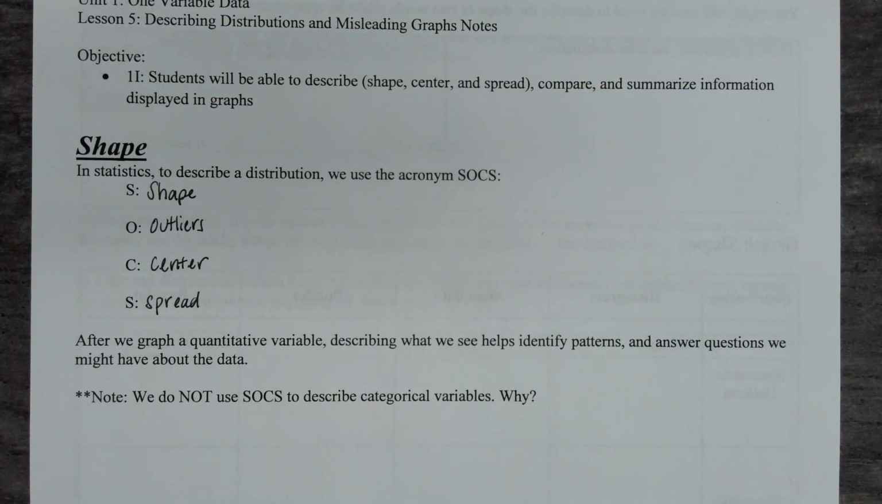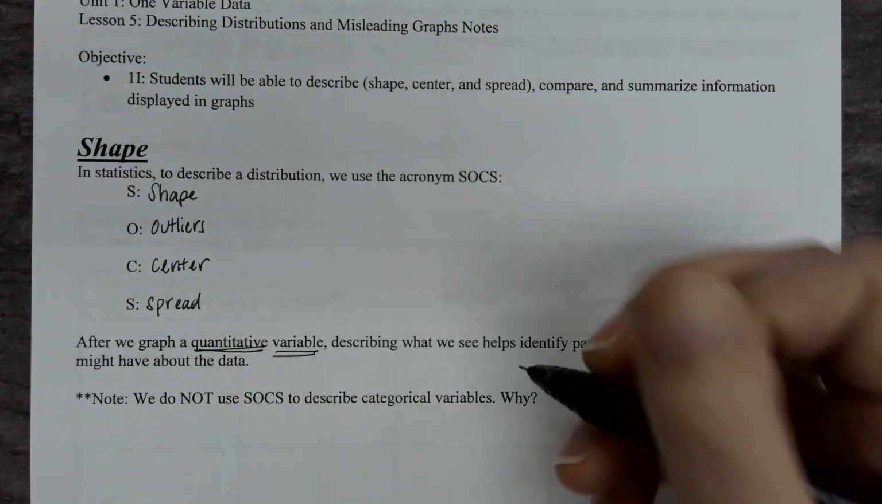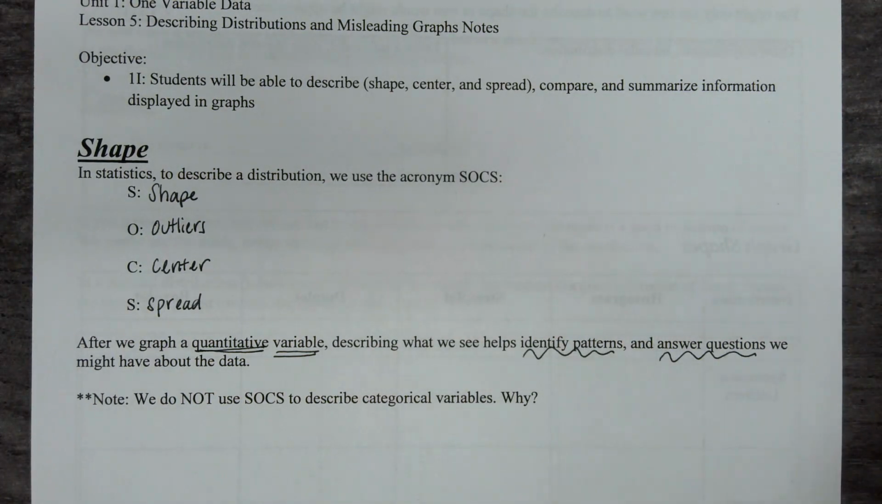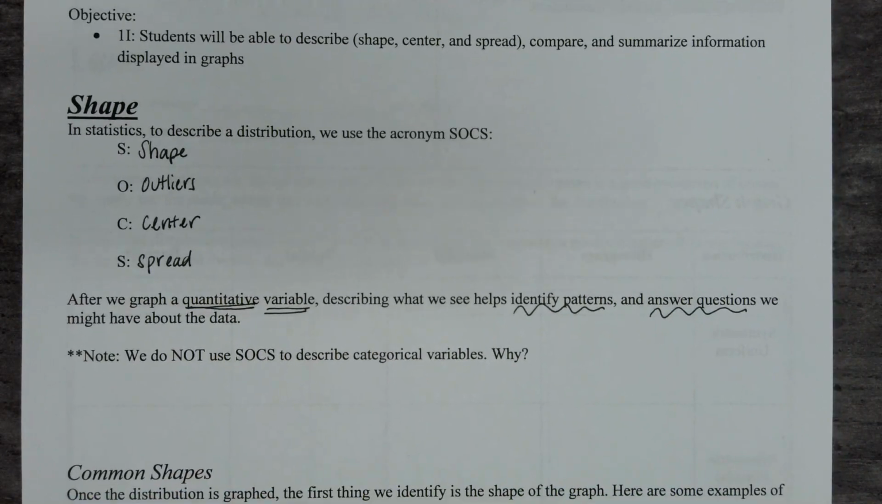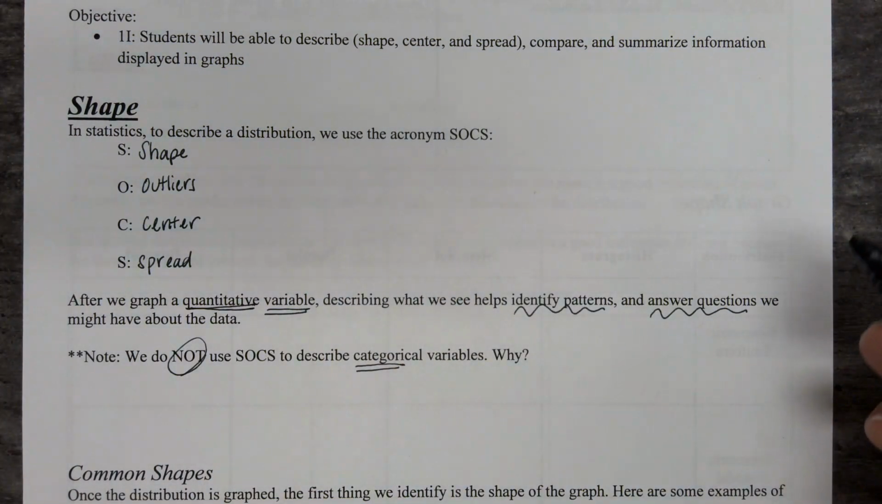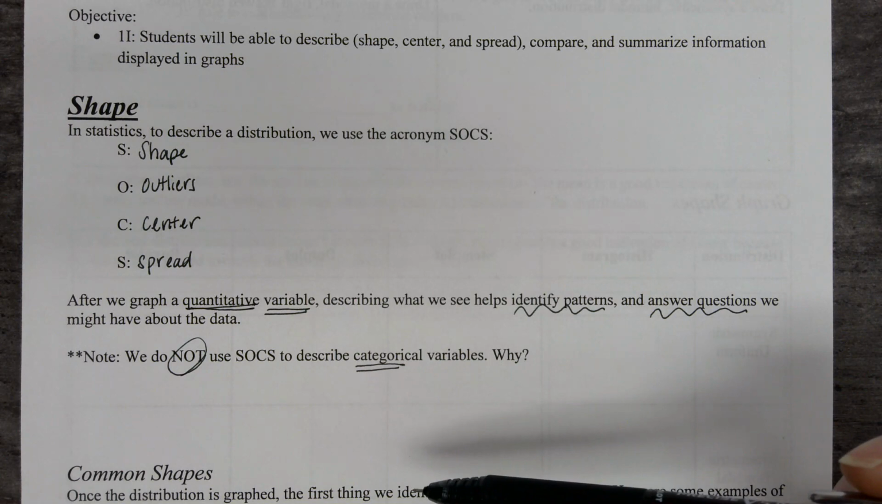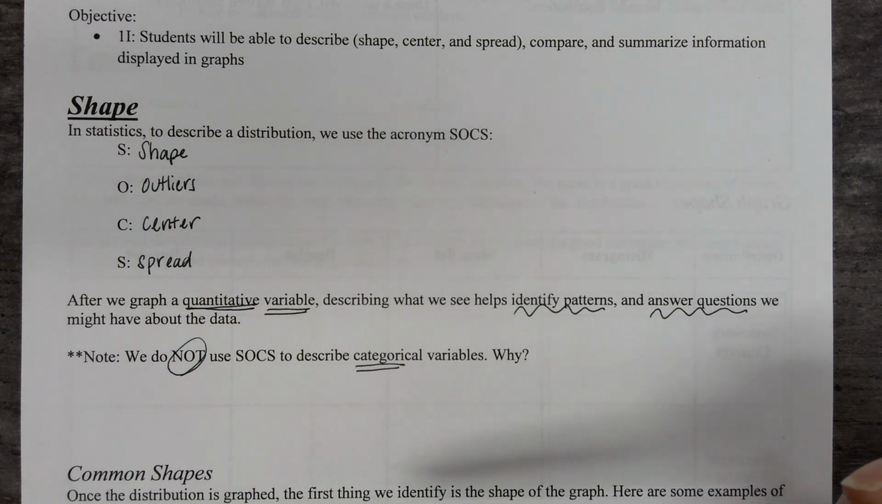Now, the only time that we use socks is after we graph quantitative variables only, which just helps us identify patterns and answer questions that we may have about our data. Now, we do not use socks to describe categorical variables. Why? Once again, do not use to describe categorical variables. So think about it this way. We're describing what we see in our variables here in our data set, and when we're looking at the display of the distribution, whether it's a histogram, remember we use that for quantitative variables only, or stem plots, quantitative variables only.